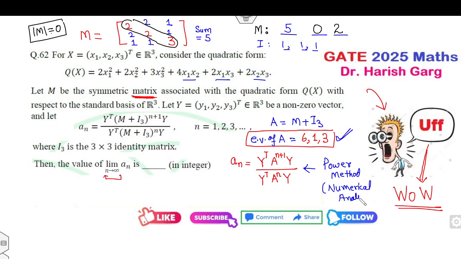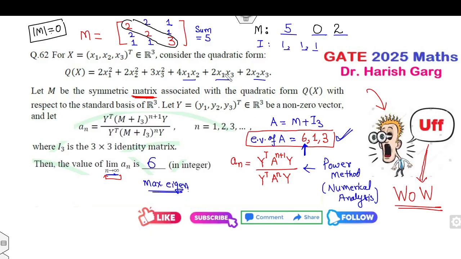Fine. Numerical analysis. Whenever we are talking about n approaching infinity, that will give you the maximum eigenvalue, because the power method will give you the maximum eigenvalue. So what is the maximum eigenvalue in magnitude? In magnitude it is 6. So the right answer of this problem is 6.